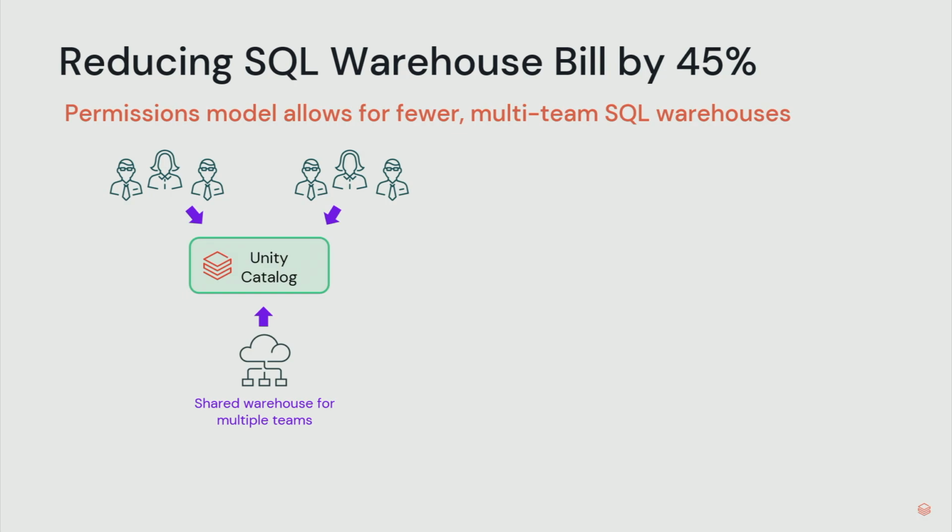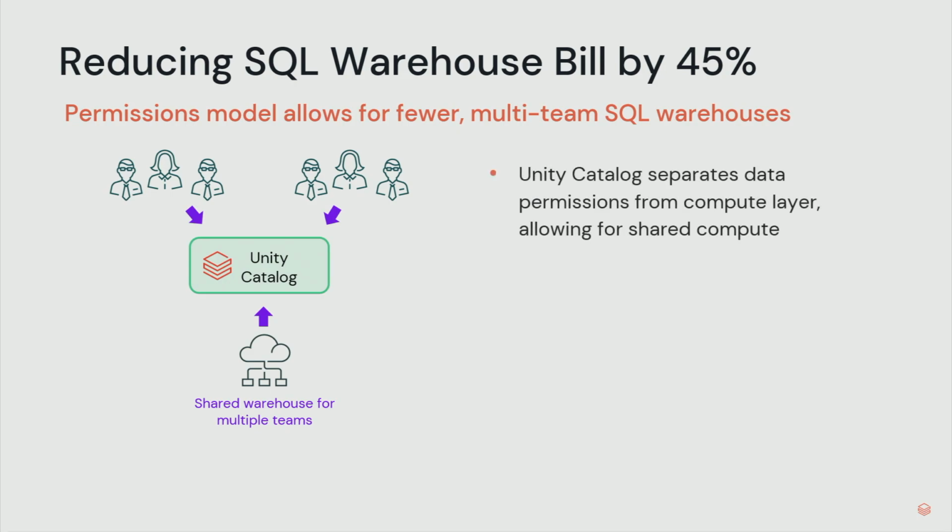But with Unity, what we've basically done is rapidly consolidate the number of SQL warehouses, because they can be concurrently used across multiple teams, and those user permissions will still be respected. And so that really shrank our compute bill because we had fewer warehouses to use.